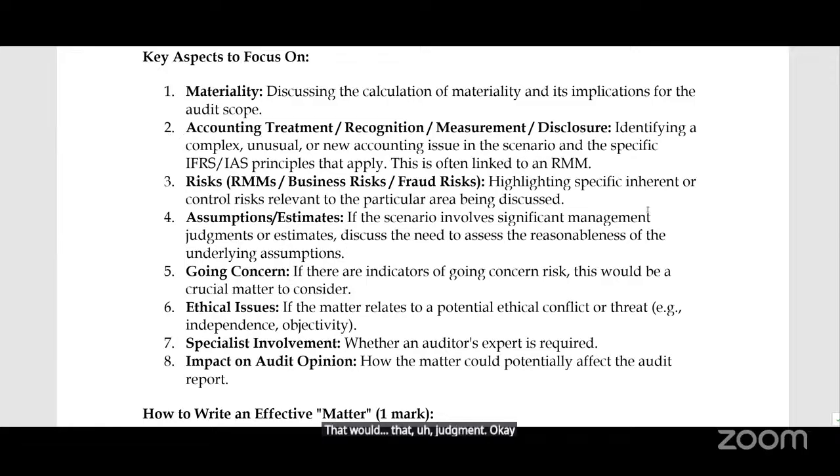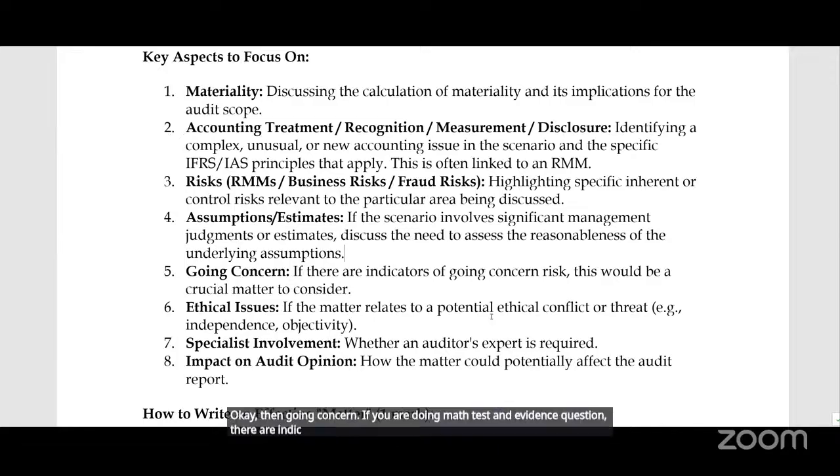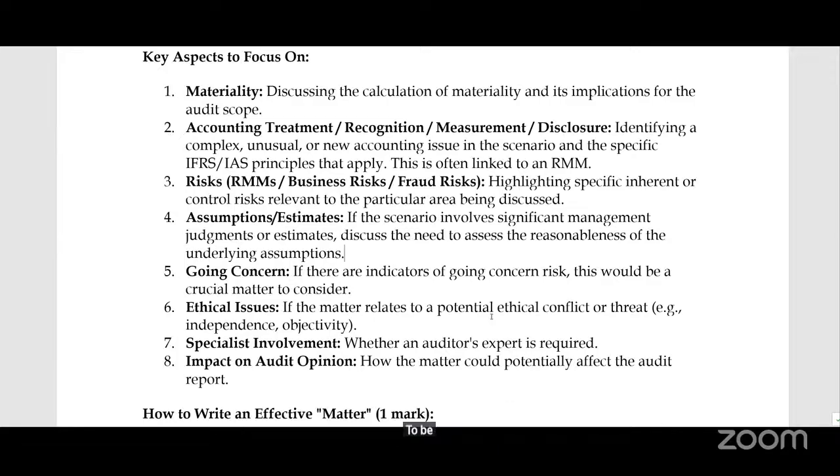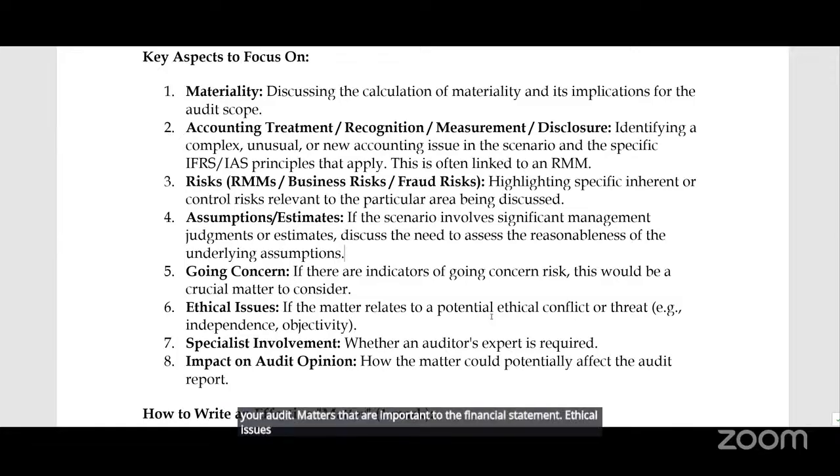Okay. Then going concern. If you are doing a matters and evidence question, there are indicators of going concern risk. It will be a crucial matter. You are considering matters that are important to your audit, matters that are important to the financial statement, ethical issues. I told you always that so far as there's a risk, it is tied to ethics as well. It's either the person did it intentionally or the person did it unintentionally. You remember. Then specialist involvement.